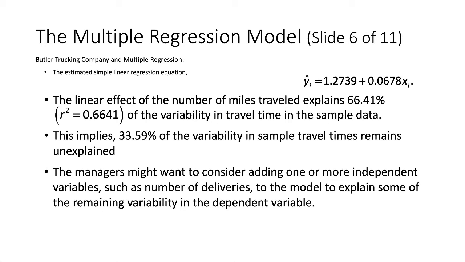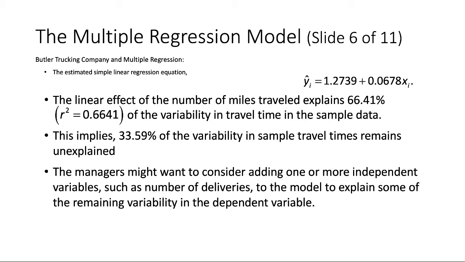We found that the estimated simple linear regression equation for our sample data is y equal to 1.2739 plus 0.0678x. With a coefficient of determination, or r squared, the linear effect of the number of miles traveled explains 66.41% of the variability in travel time in the sample data. And so 1 minus 66.41% equals 33.59% of the variability in the sample travel times remains unexplained.